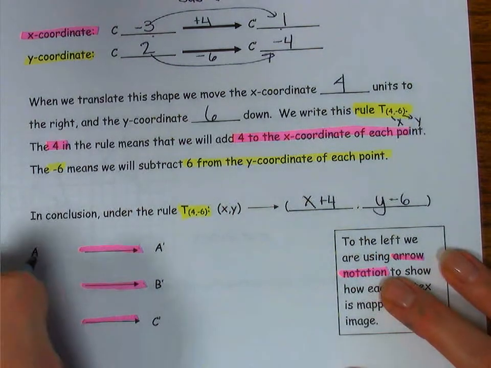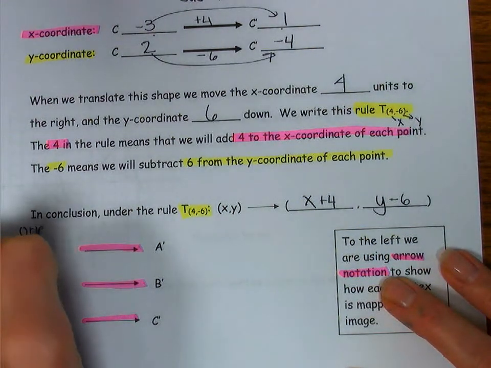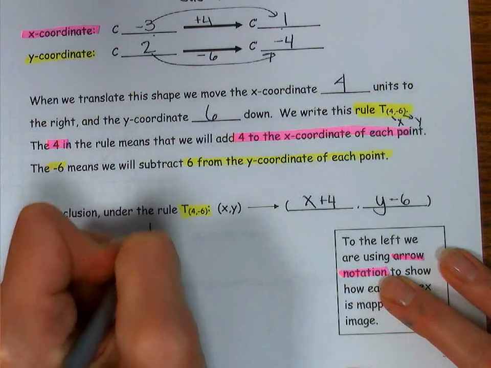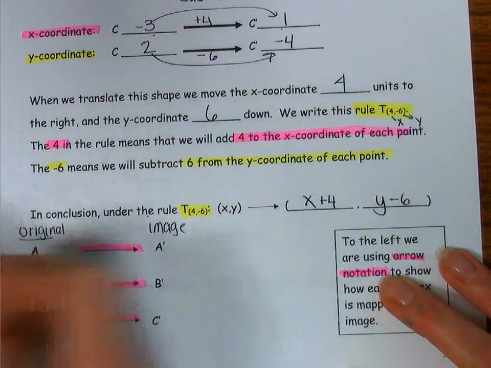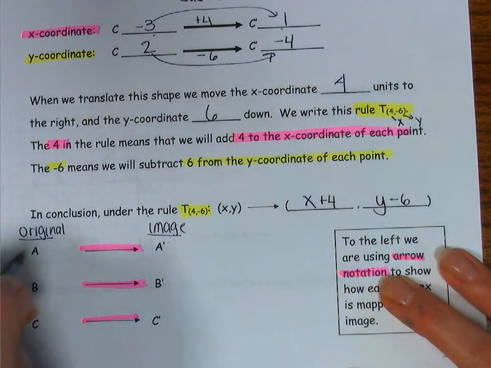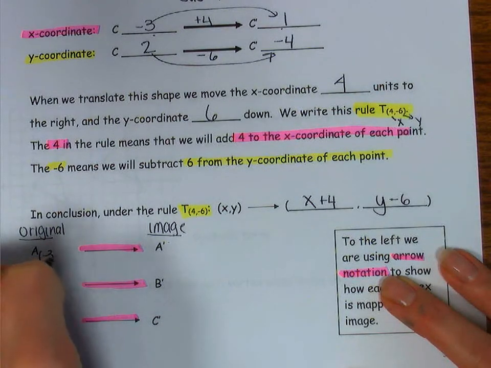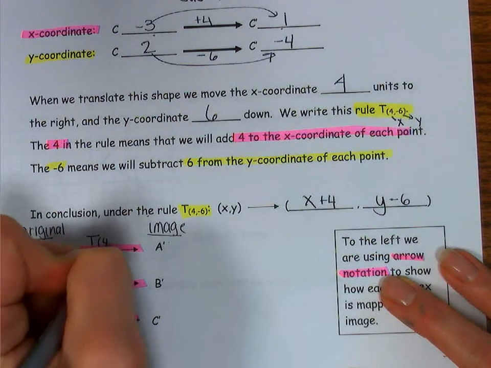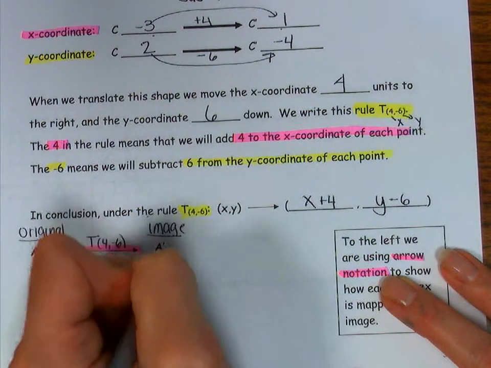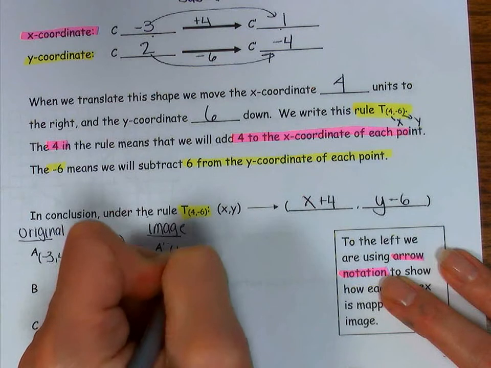So we're going to start off with our original. These are original. And this is our image. And how do we know it's the image? Because we have the prime notation. In A, we start off at (-3, 4). We apply our rule of ⟨4, -6⟩, and we end up at (1, -2).